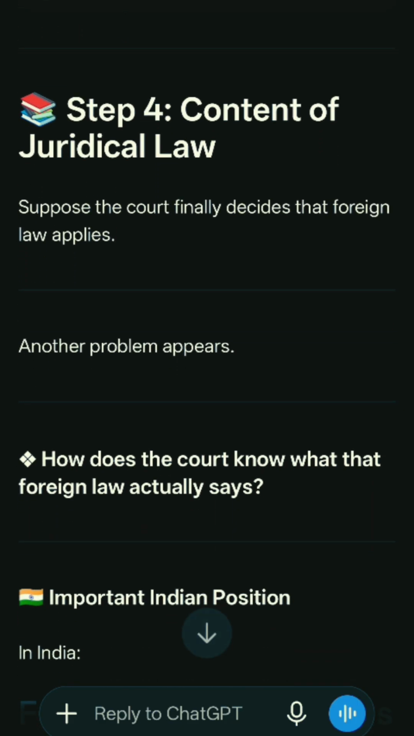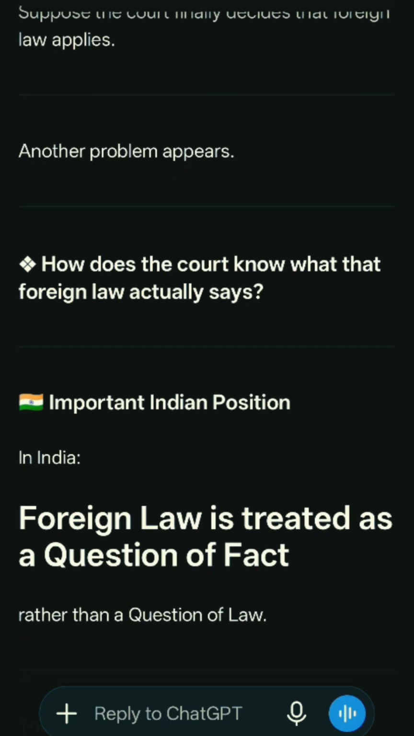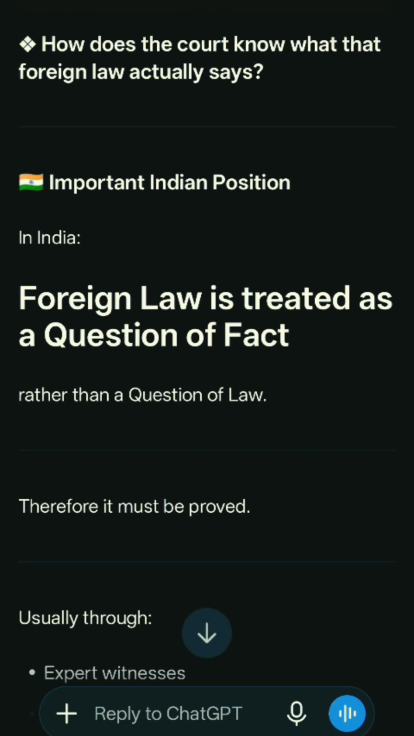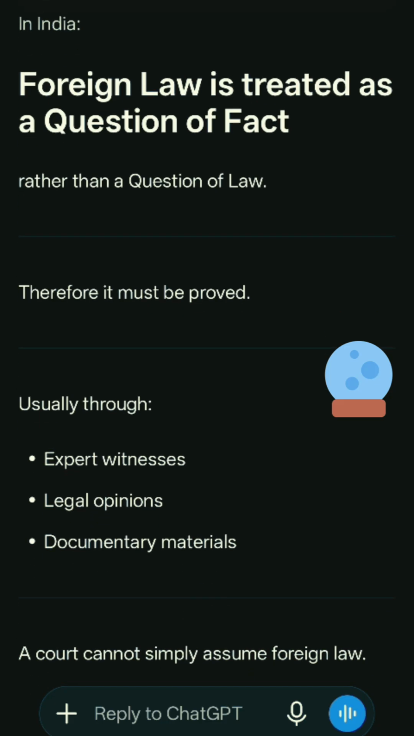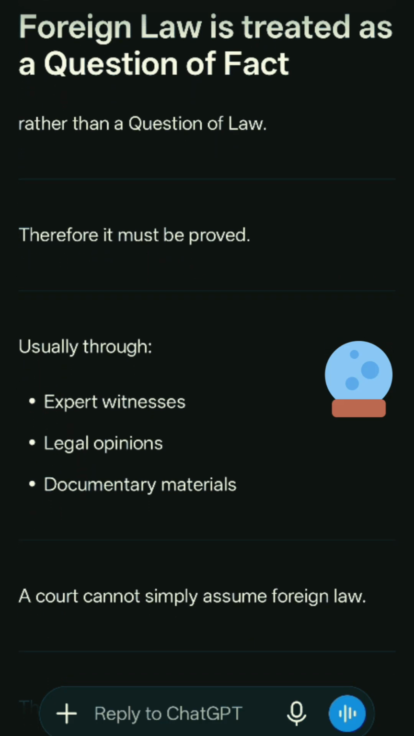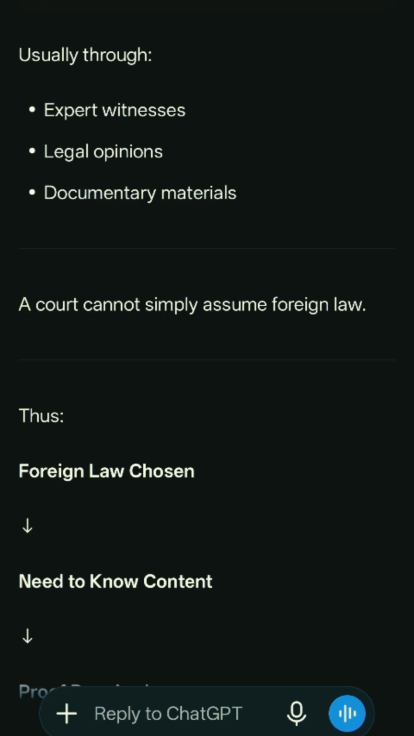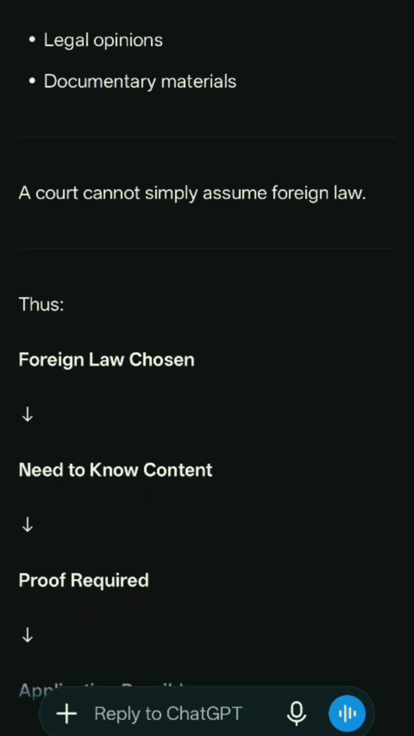Step 4, content of foreign law. Suppose the court finally decides that foreign law applies. Another problem appears. How does the court know what that foreign law actually says? Important Indian position: in India, foreign law is treated as a question of fact rather than a question of law. Therefore, it must be proved, usually through expert witnesses, legal opinions, and documentary materials. A court cannot simply assume foreign law. Thus: foreign law chosen, need to know content, proof required, application possible.